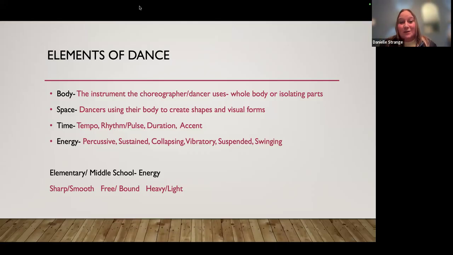And you just have to have some type of music that's going to go with that. But they really do love that. So I would say that. Hopefully that answered your question for special needs. Anyone else have any questions on the elements of dance?